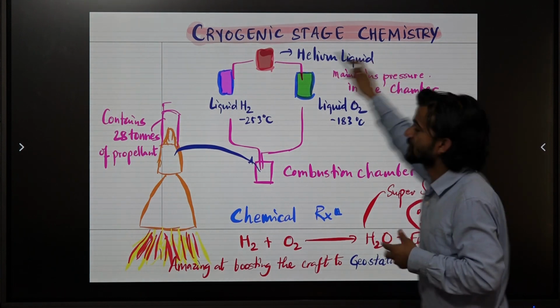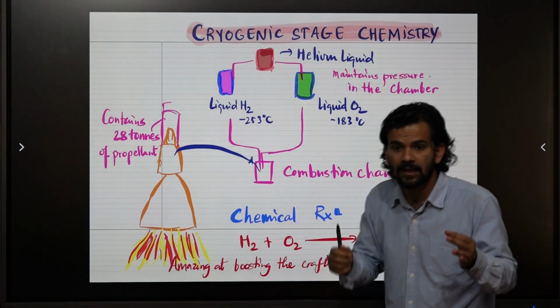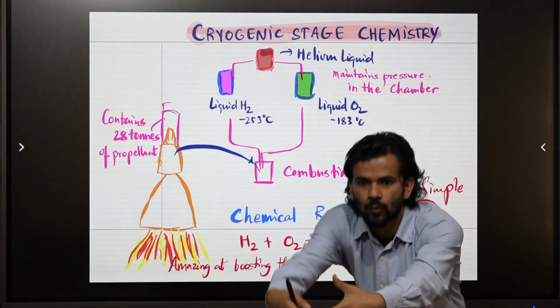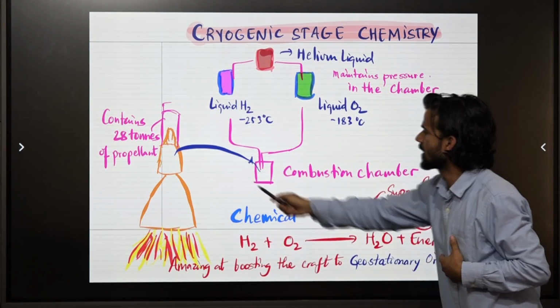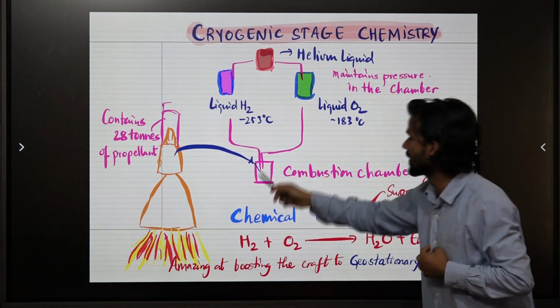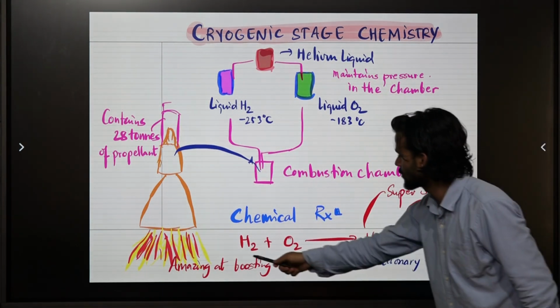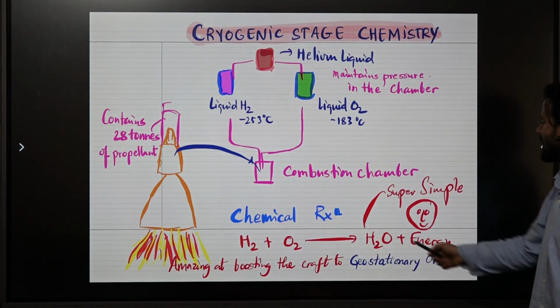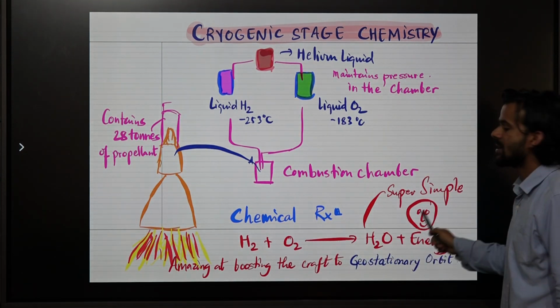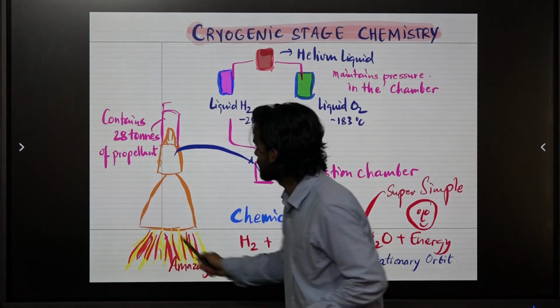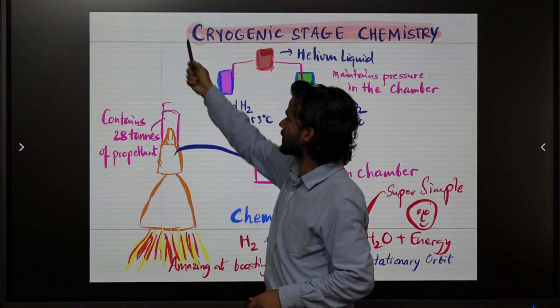And they are pushed to a chamber where it is burned. Helium gas is a non-reactive gas, so it pushes these two liquids from two chambers into the combustion chamber. Once in the combustion chamber, reaction happens. What is our favorite reaction? H2 plus O2 gives water and energy. This energy is extreme energy. And when it burns, it pushes the vehicle upwards.